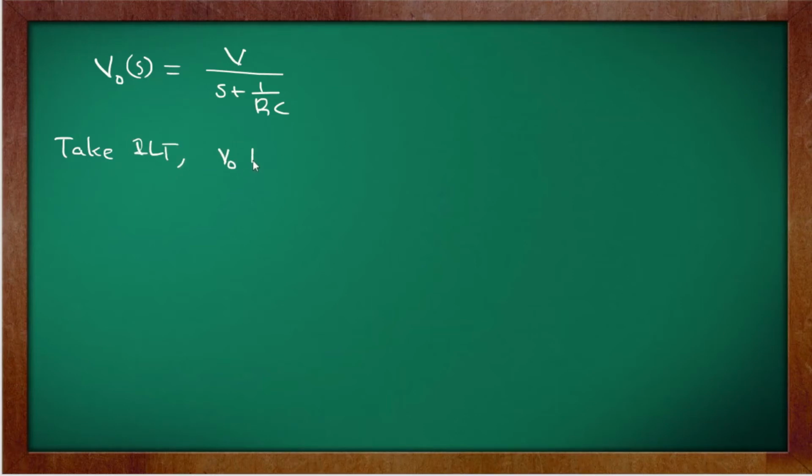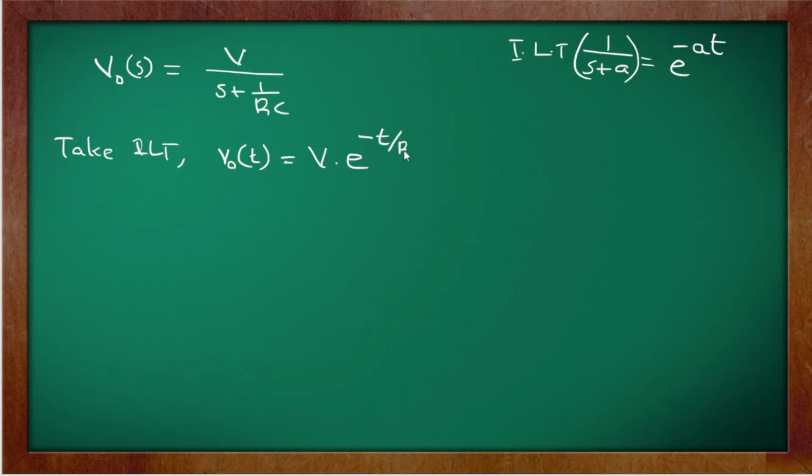I will get V naught of T. V naught of T is equal to V into, what is the inverse Laplace transform of 1 by S plus a? I hope you remember, the inverse Laplace transform of 1 by S plus a is e raised to minus at, correct? So coming here, V is constant, so V into, instead of a, it is 1 by RC. So we will get e raised to minus t by RC.